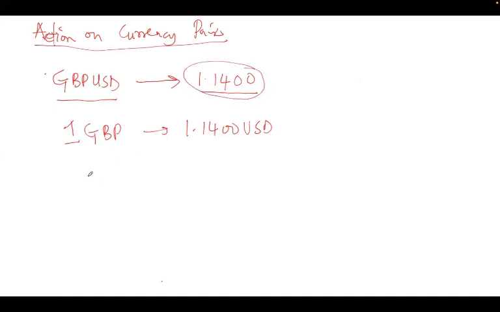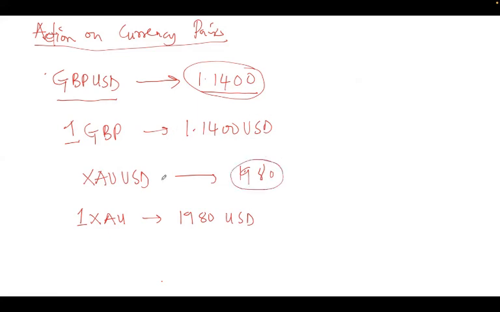So if I say, for example, gold USD is, let's say, 1980, it means that one gold is 1980 USD. That's what it means. For every one base, this price becomes that of the quote. Now, since we've understood this, let's look at the action of a currency pair.